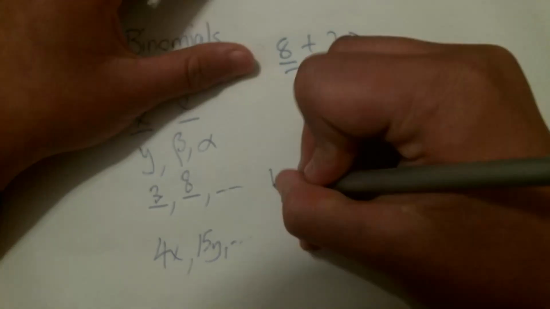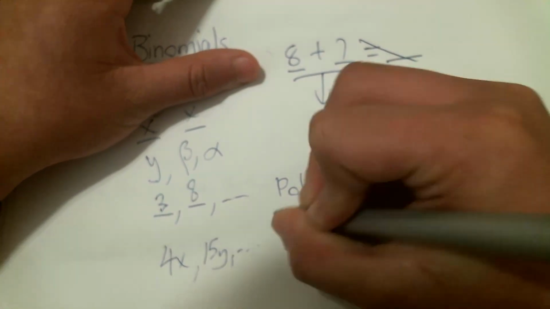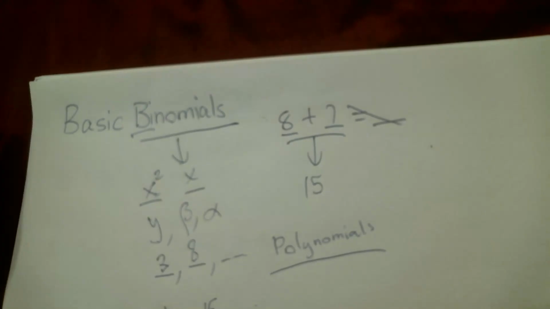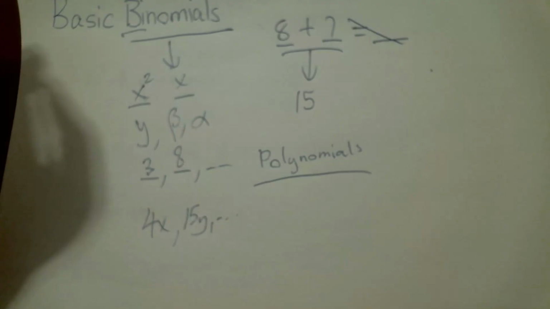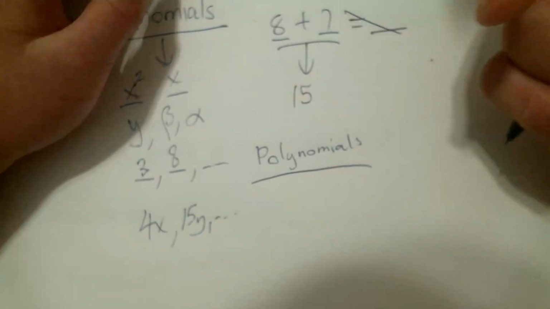But there are some things called polynomials, which will be discussed later on. Those can have more than two terms. But binomials can only have two.